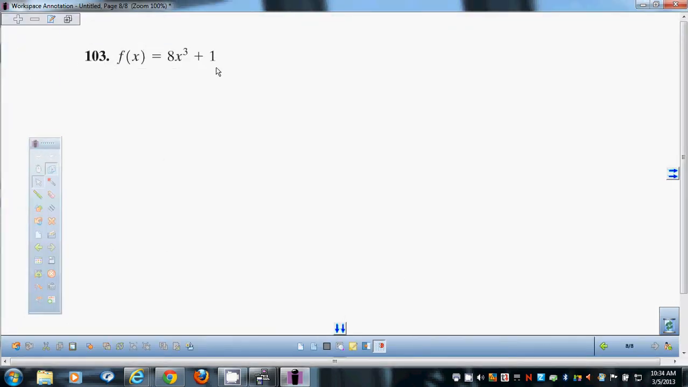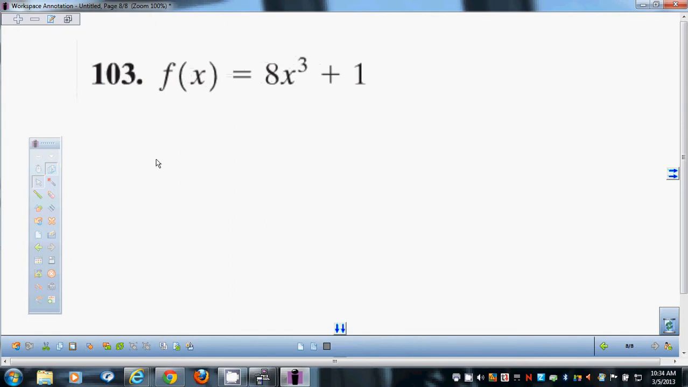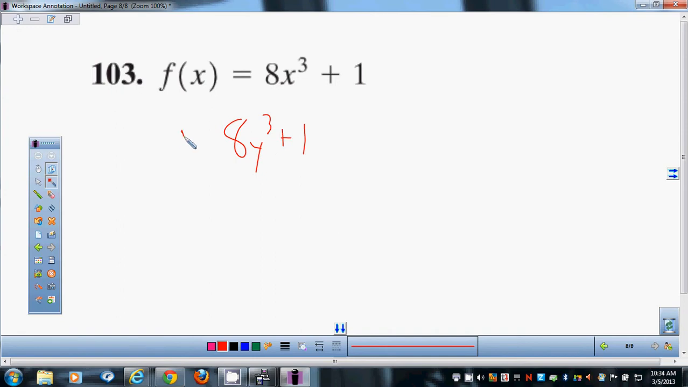Very good. So that'd be x minus 1 equals 8y cubed. Divide by 8, that's right. And then what? Cube root. So that would be f inverse of x.